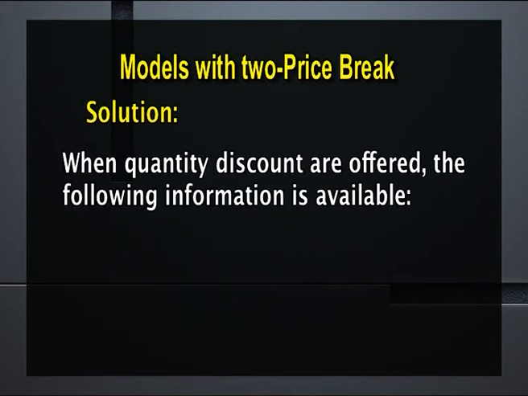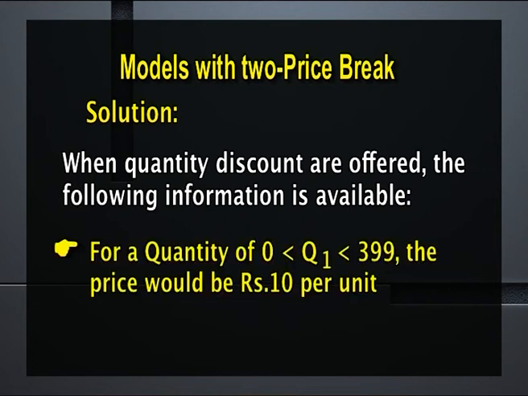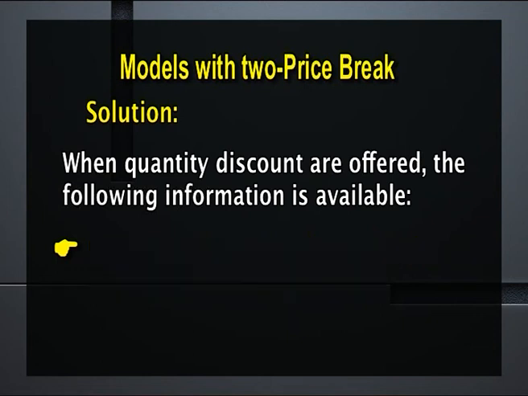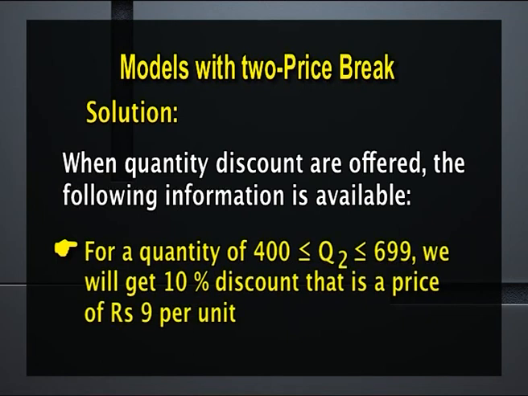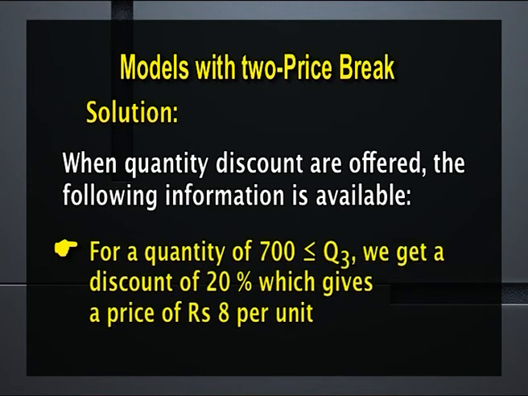When quantity discounts are offered, the following information is available. For a quantity of 0 less than Q1 less than 399, the price would be rupees 10 per unit. For a quantity of 400 less than or equal to Q2 less than or equal to 699, we will get 10% discount, that is a price of rupees 9 per unit. And for a quantity of 700 less than or equal to Q3, we get a discount of 20%, which gives a price of rupees 8 per unit.